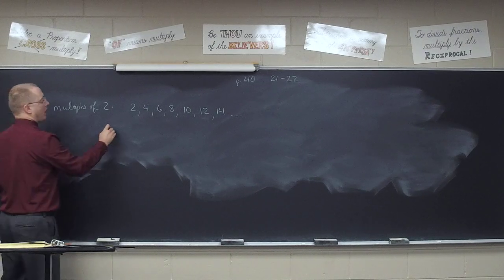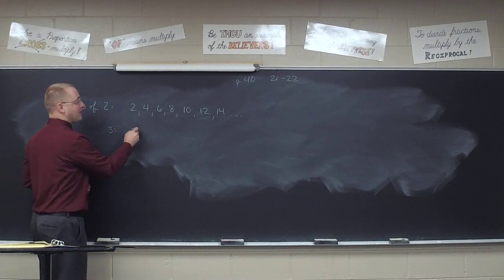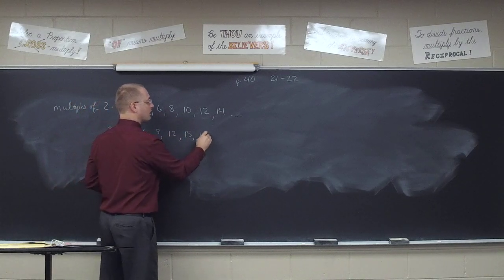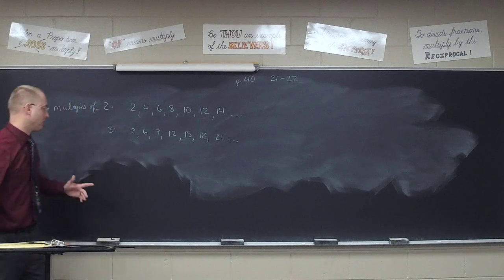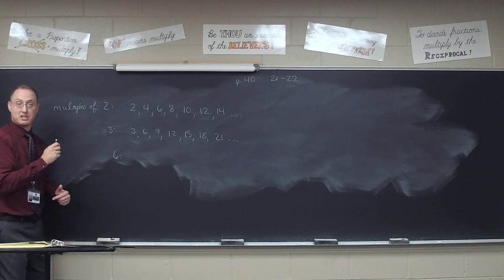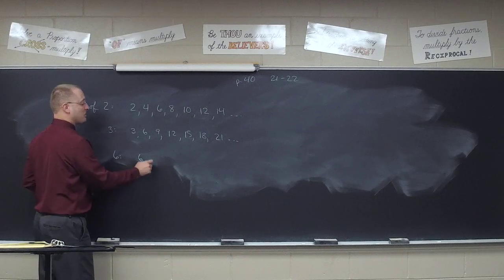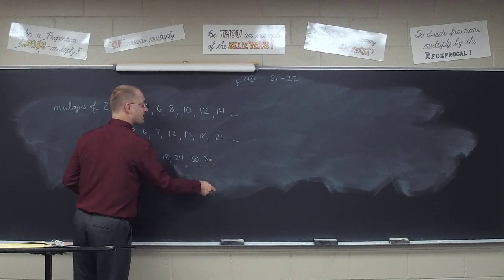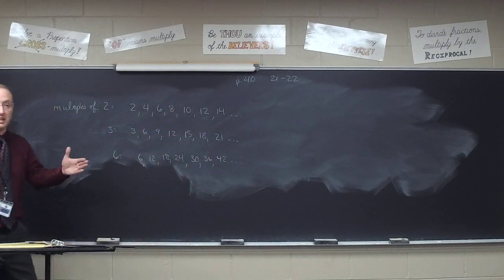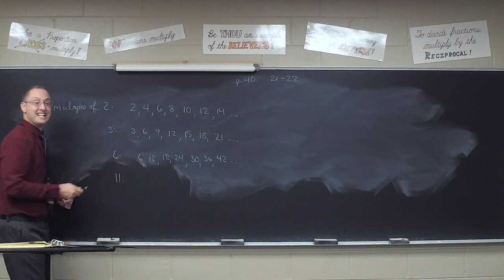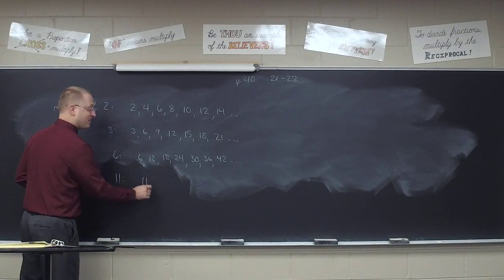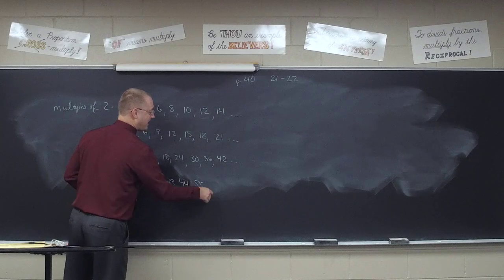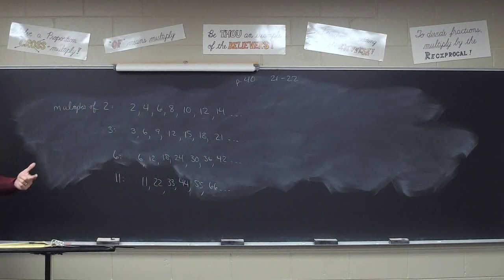Well, let's think about multiples of 3. Say them with me. 3, 6, 9, 12, 15, 18, 21. And then that list again could go on infinitely. What about multiples of 6? What would be some multiples of 6 here, class? 6, 12, 18, 24, 30, 36, 42. And again, that list also could go on infinitely. How about multiples of 11? 11, 22, 33, 44, 55, 66. And again, that list could go on infinitely, right?